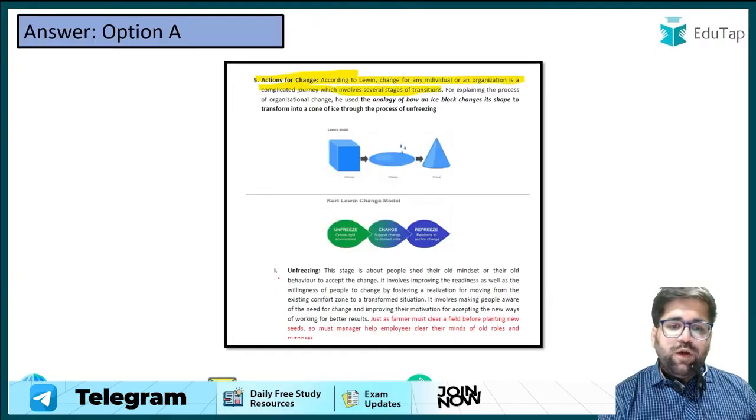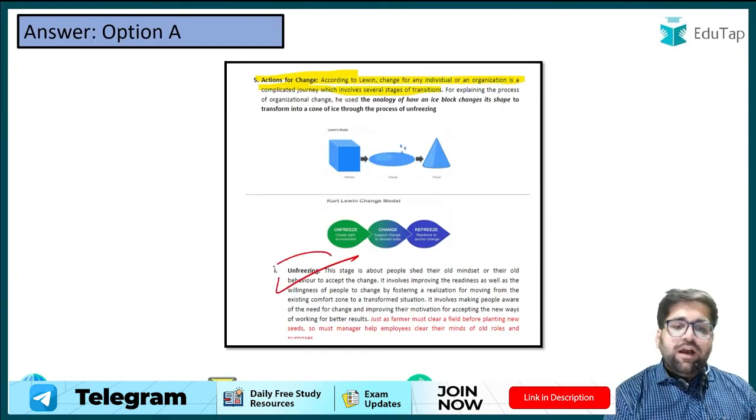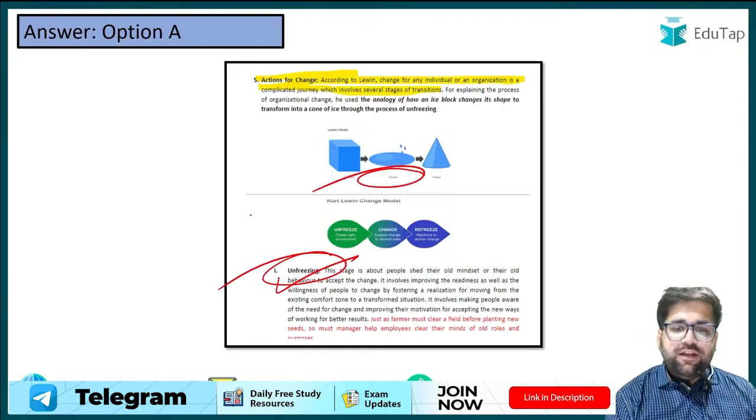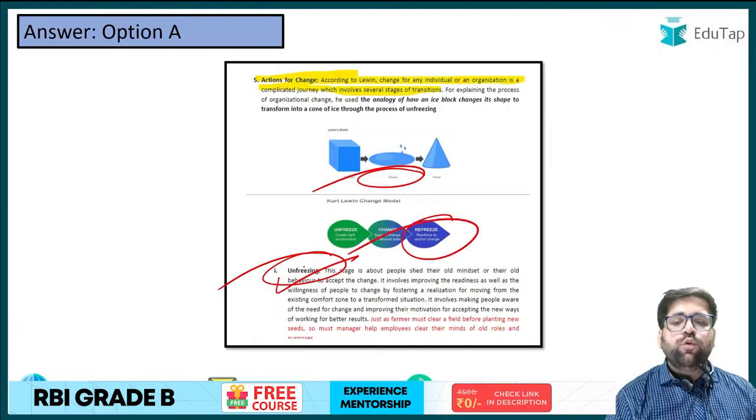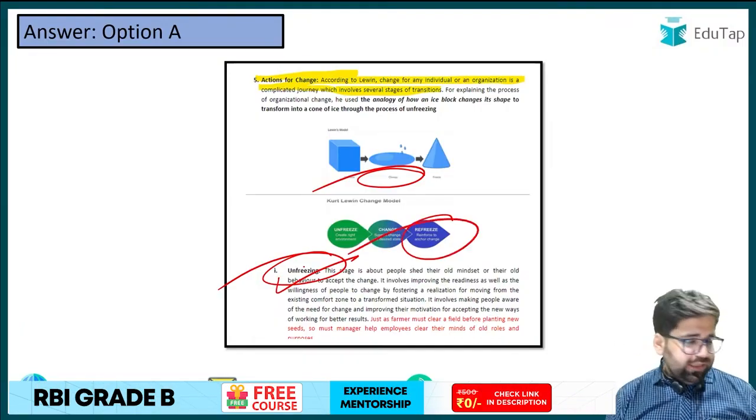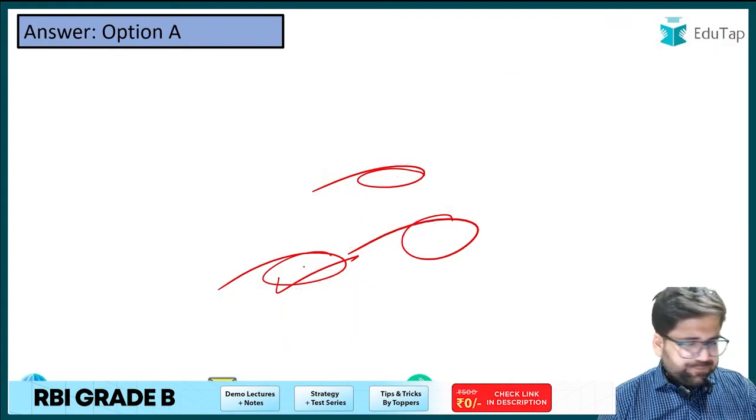Okay, so first you have to unfreeze, which is also known as defreeze. Unfreeze yourself, then you have to change, and then you have to refreeze to adopt those changes. Nothing much, a very easy question.